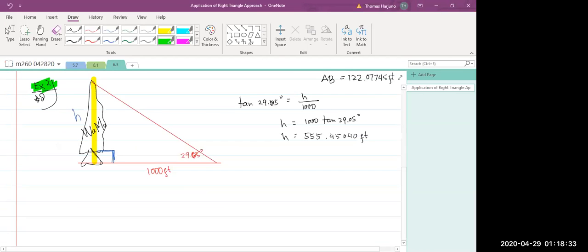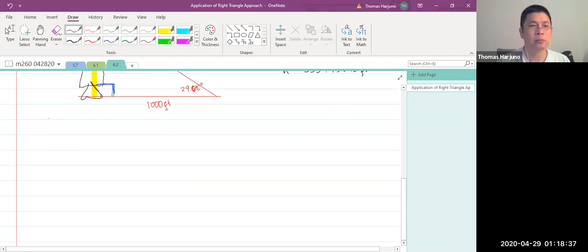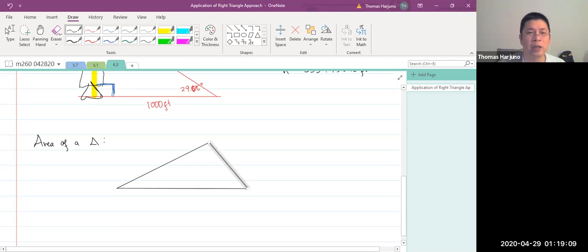Okay, next, area of a triangle. If we have a triangle, then the area, you know what, I don't like this triangle. Any random triangle actually. Suppose I have a triangle. We say that if this is the base and this is the height, then the area of that triangle equals 1/2 base times height.